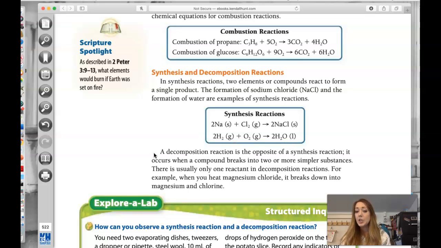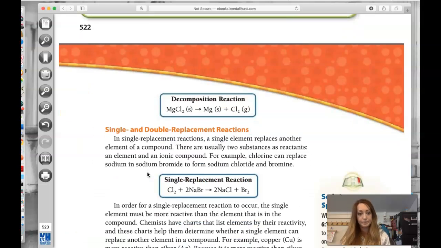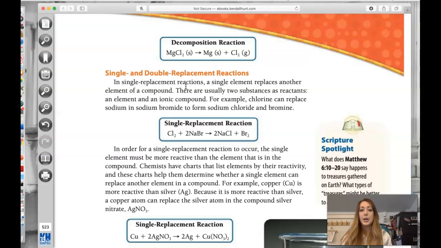A decomposition reaction is the opposite of a synthesis. It occurs when a compound breaks into two or more simpler substances, like when we did our reversal and we were evaporating to get our sea salt. There is usually only one reactant in decomposition reactions. For example, when you heat up magnesium chloride, it breaks down into magnesium and chlorine. So there's our example of a decomposition.